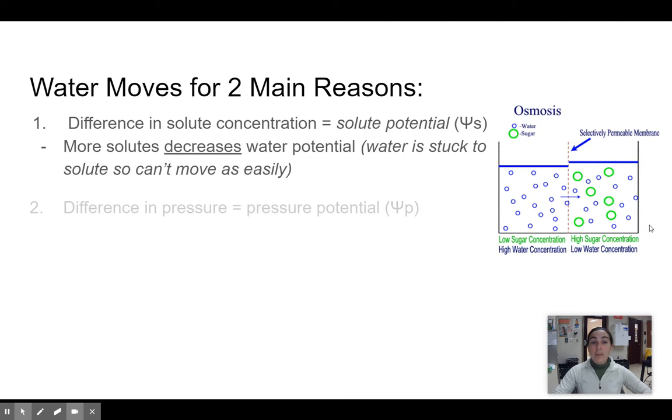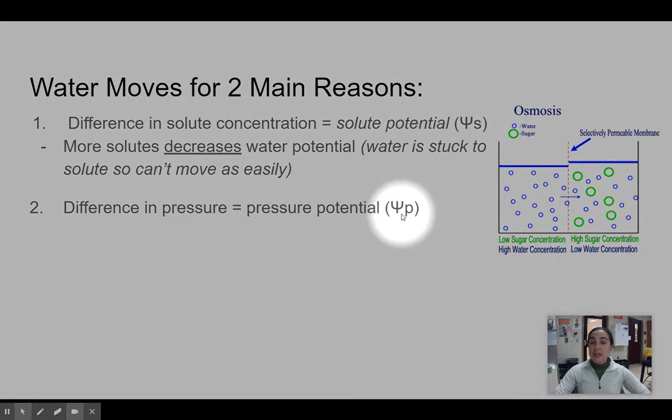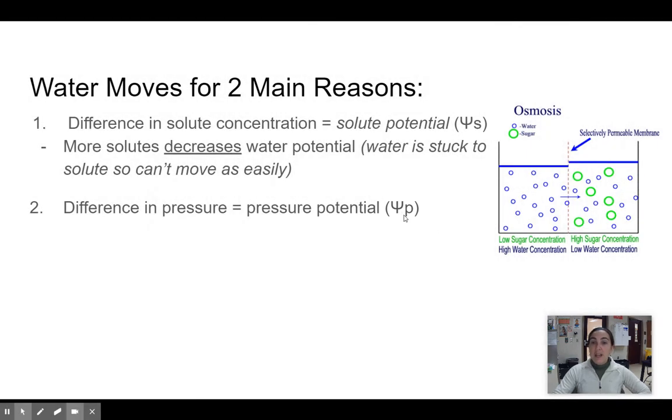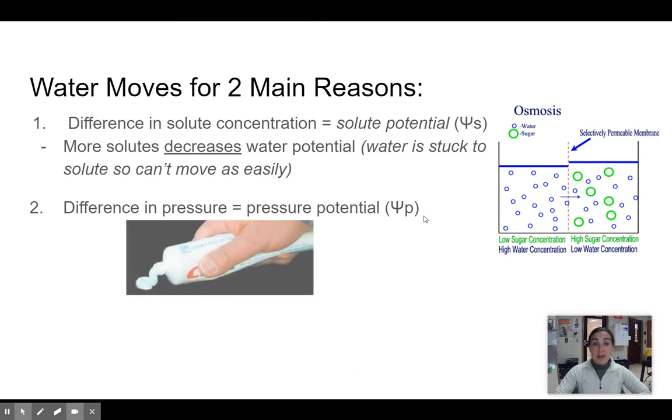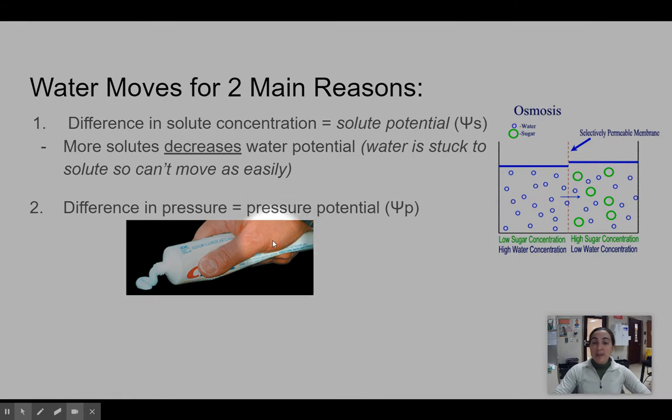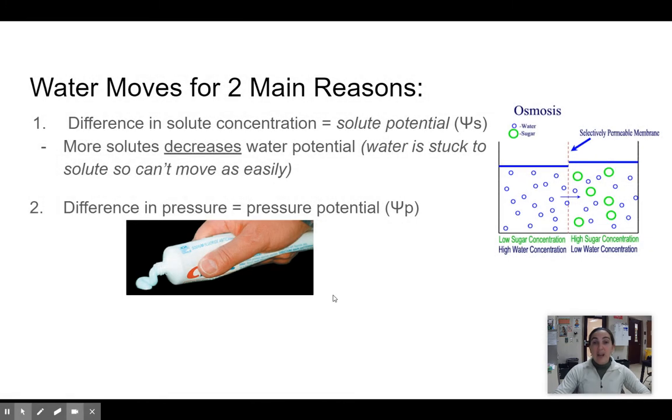The other reason that water moves is because of differences in pressure. So again, you see this Greek letter symbol here with a little p. That stands for the pressure potential. And this one I think is easiest to explain if you just think about something as simple as a tube of toothpaste. Where you are squeezing on it right here, there is really high pressure on that toothpaste. Out here in the room, there's no pressure. And so the toothpaste is going to move from where there's higher pressure to where there's lower. It's going to move out of the tube when you squeeze on it, right? That's the idea of pressure potential.